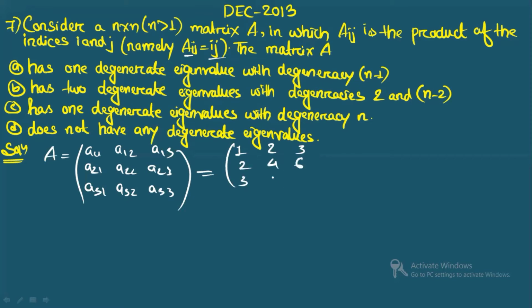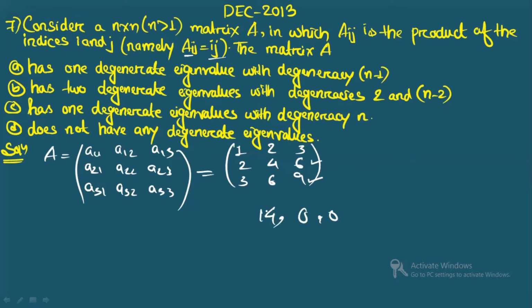This is 3, 6, 9. So this is the matrix because Aij is equal to what? Ij. Clear. Now you see here, in this case, the second row and the third row are a scalar multiple of the first row, right? So in this case, what are the eigenvalues? One eigenvalue is the trace and the others are 0. So the other eigenvalues will be 0, and one eigenvalue is the trace, that is 40.